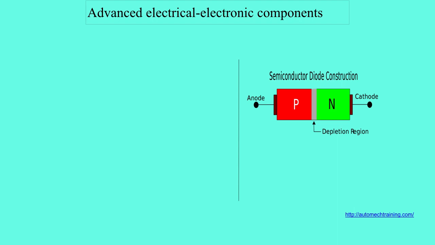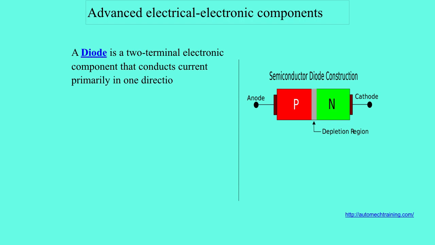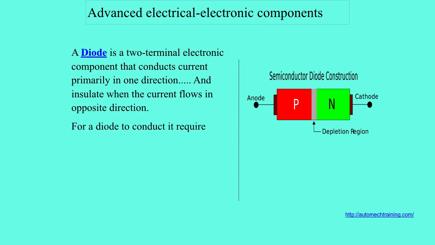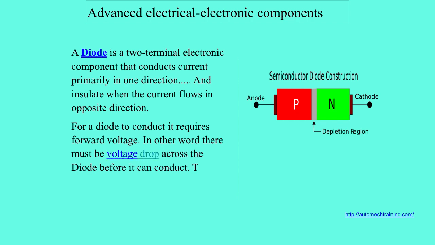A diode is a two-terminal electronic component that conducts current primarily in one direction, and insulates when the current flows in the opposite direction. For a diode to conduct, it requires forward voltage. In other words, there must be a voltage drop across the diode before it can conduct. This is between 0.5 and 0.8 volts.